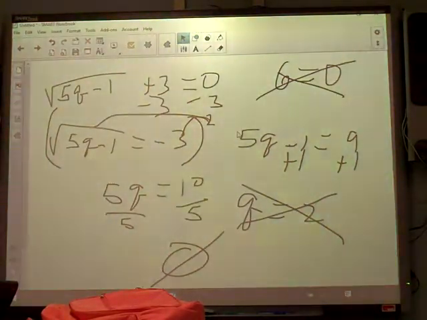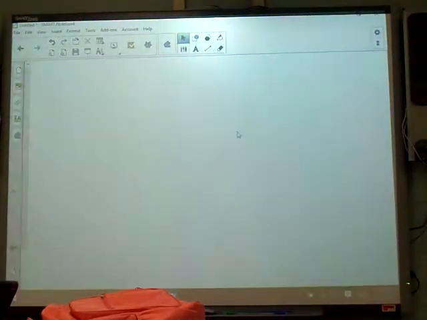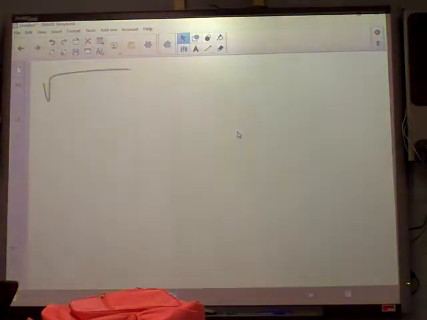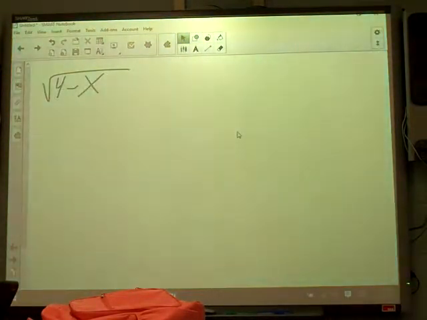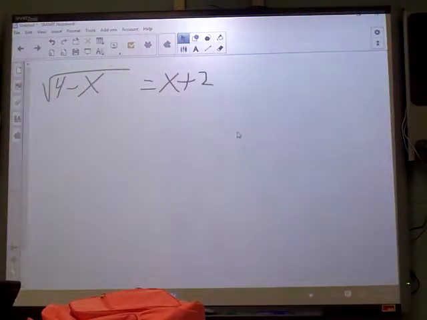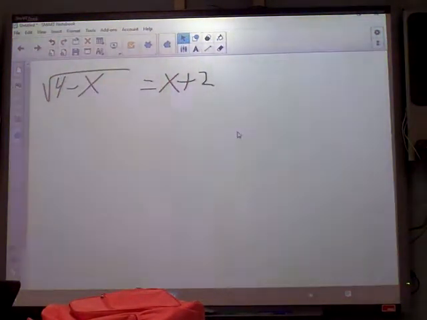Alright, add a step. You ready? Square root of 4 minus x is equal to x plus 2. Alright, so the obvious step that we've added is this has got a binomial on the right side. Okay, that's what we're going to have to deal with here in just a second.